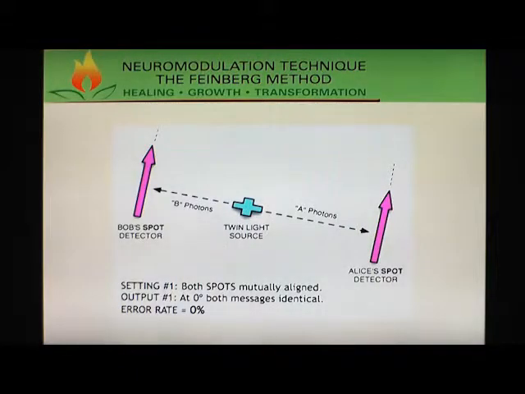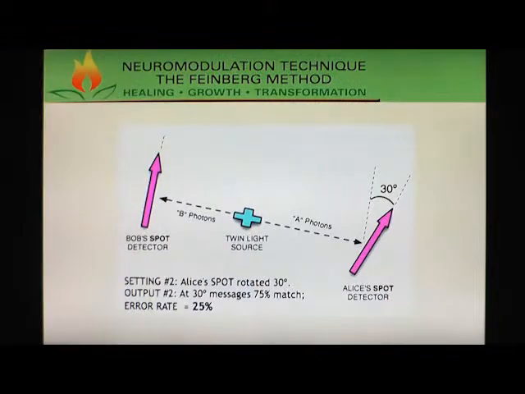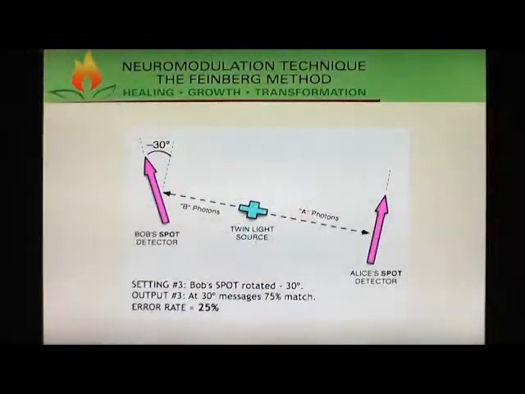So this was a situation. There's the light source. Bob and Alice are observing. There's a zero error rate in agreement on the orientation of these photons. If Alice rotates her spot detector 30 degrees, it's going to produce a 25% error rate in their agreement. If Bob does the same thing that Alice did, but Alice doesn't do it, then he produces a 25% error rate in agreement.